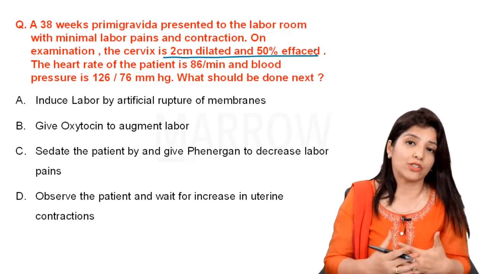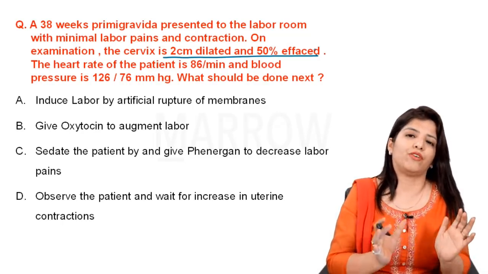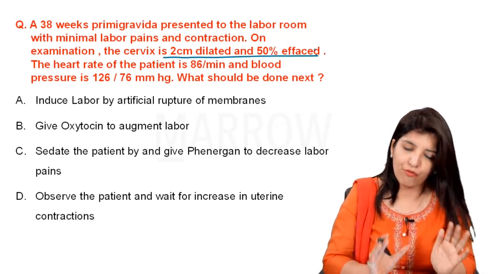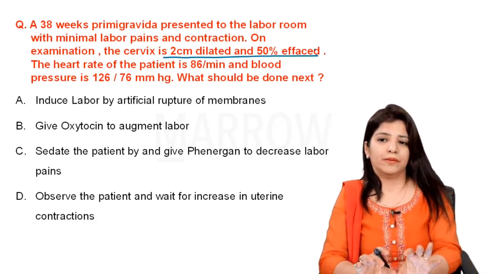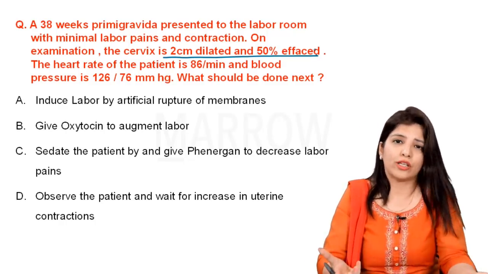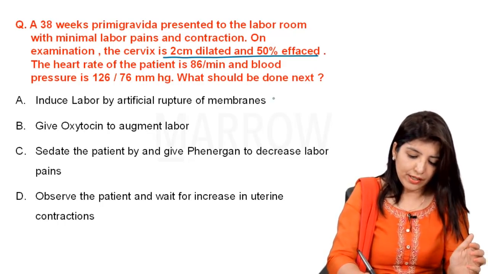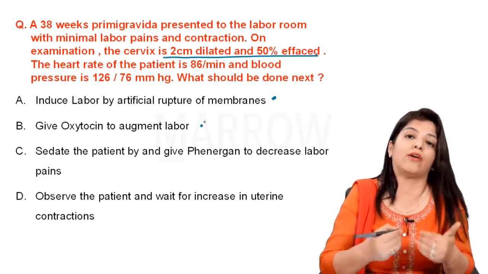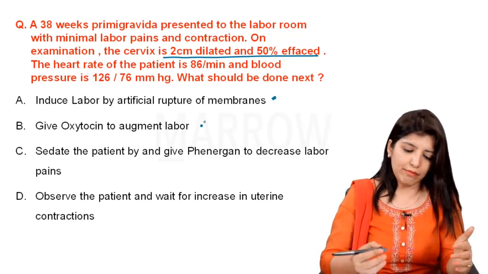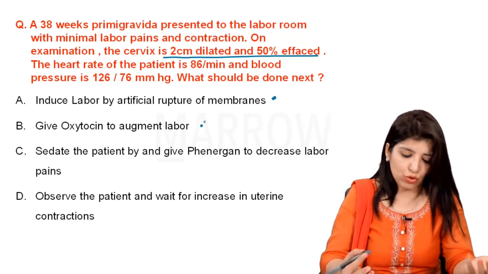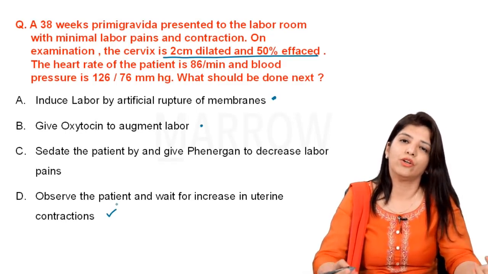Now if it is not a case of prolonged latent phase, obviously I am not going to sedate the patient, right? I would have sedated her if it would have been a case of prolonged latent phase, right? It is not a case of the protracted active phase. Just now patient is not in active phase. If it would have been a case of protracted active phase, then I would have done artificial rupture of membranes or then I would have given oxytocin. But this is simply a patient coming to you and at that time she is in latent phase. So I don't have to do anything. I just have to observe the patient and wait for increase in uterine contractions.